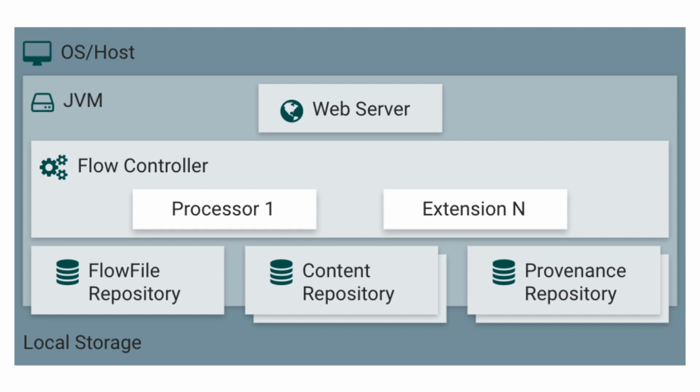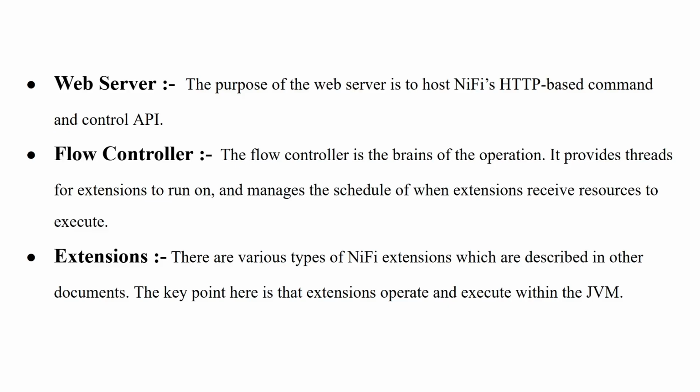Further in the video, we are going to see all these things in a practical way. So now I will go through the basic definition of all these things. So web server. The purpose of the web server is to host NiFi's HTTP based command and control API. Flow controller. The flow controller is the brain of the operation. It provides threads for extensions to run on and manages the schedule of when extensions receive resources to execute.